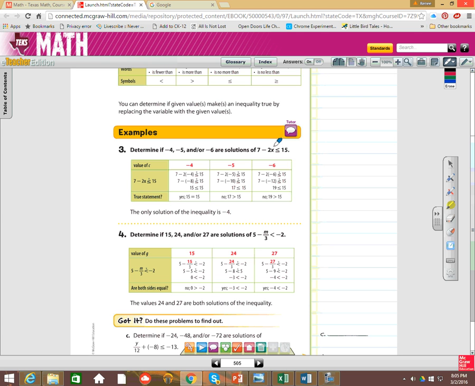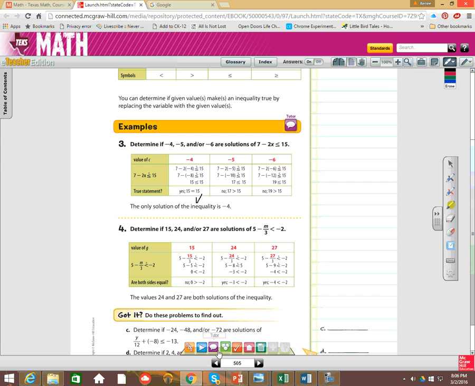Positive, positive 8. Okay, 2 times 4 is 8. So it'll be a positive 8, and 7, okay, will give you what? 15. You see here it showed it step by step. So this was a yes. So you can look at step by step when -5 was put in and when -6 in example 4, and I do have this tutor on video that will show you step by step about it.